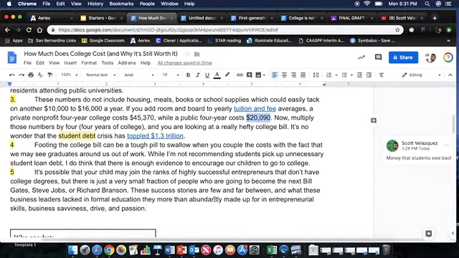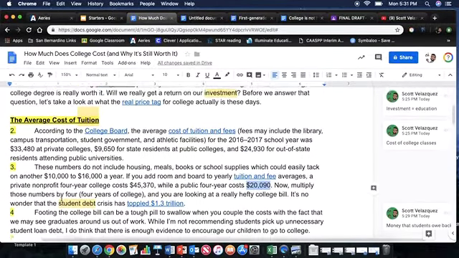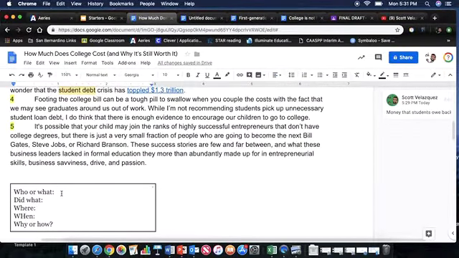Okay, so in this box right here, we want to identify what we just read. So I want you to press pause, and I want you to answer these questions. Who or what was this section about? What did they do? Where did it happen? When did it happen? And why or how? Okay, so I'm going to do the first one with you. So if I had to determine what did I just read about, like what was this about, I'm going to write this was about the cost of tuition. So you can go ahead and write that in your box, right?